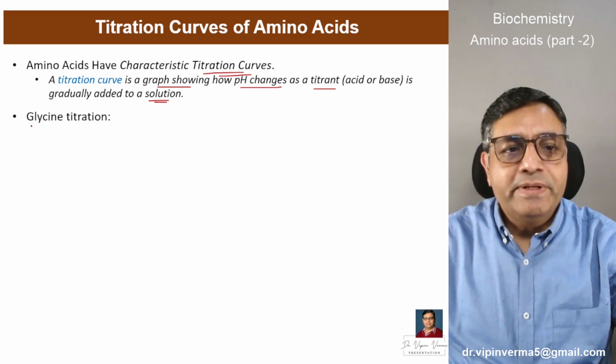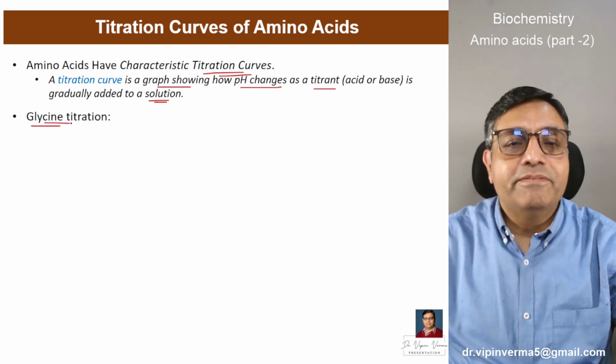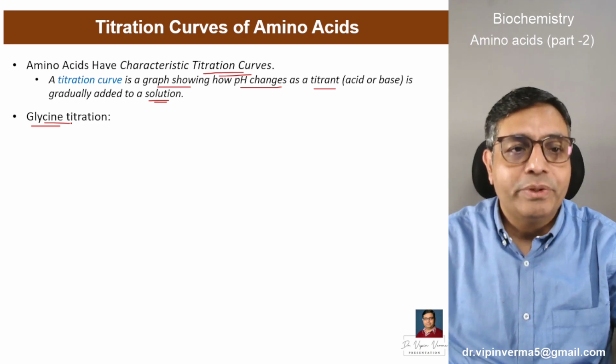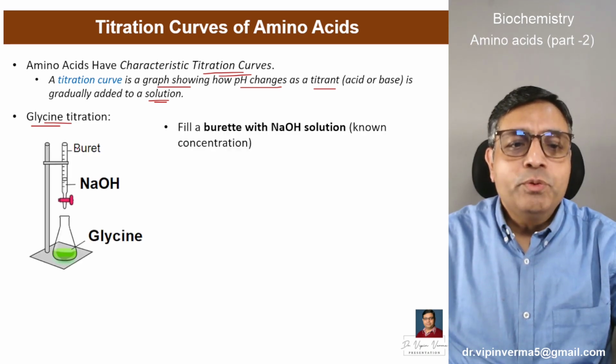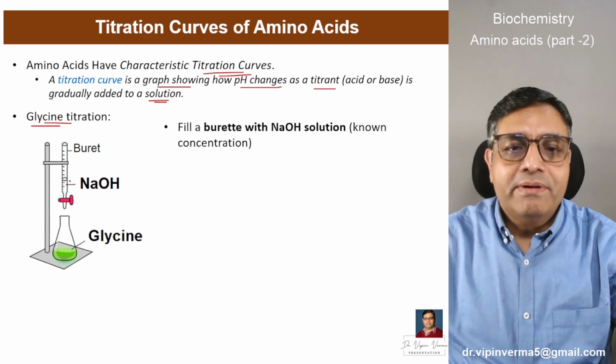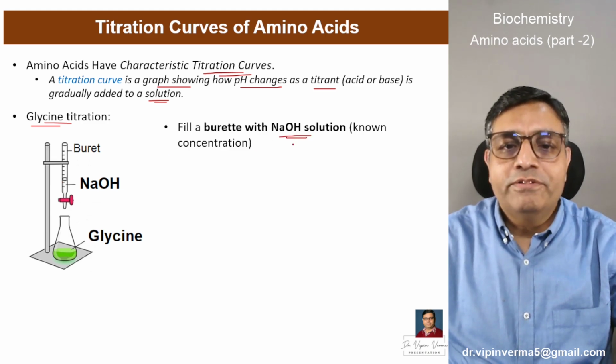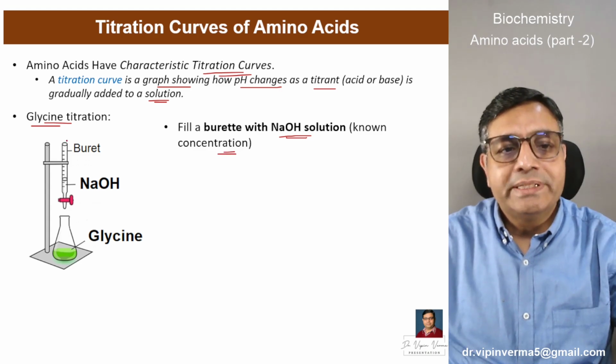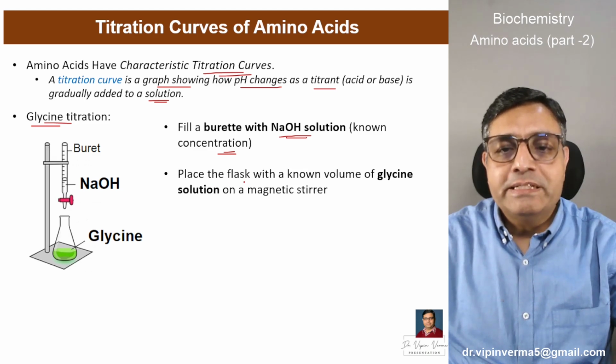Now, if we specifically talk about the glycine titration, which is the point of our discussion for today's class, you take a burette, all right, and you fill the burette with the NaOH solution of known concentration. So sodium hydroxide with known concentration, you will fill this burette here, okay, and then you will place the flask with the known volume of glycine solution on a magnetic stirrer.